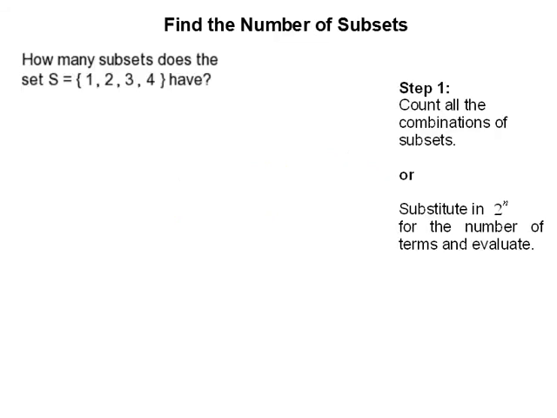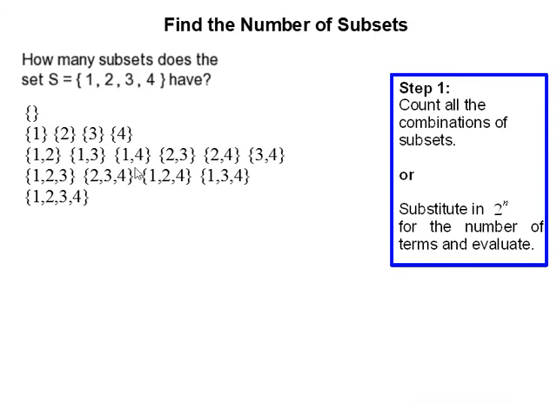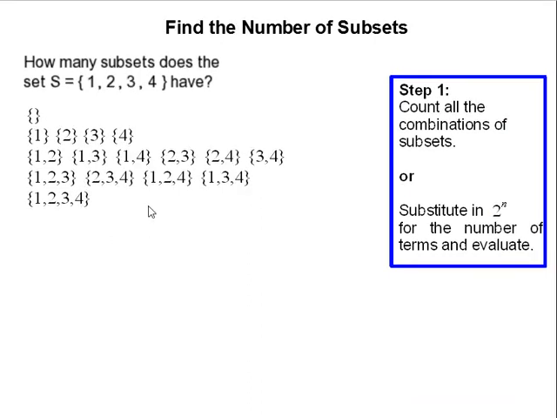Find the number of subsets. In this problem, we are going to find the number of subsets within the set of 1, 2, 3, and 4. So there are two ways to approach this. The first way is to write down all the different combinations of subsets that you can have.